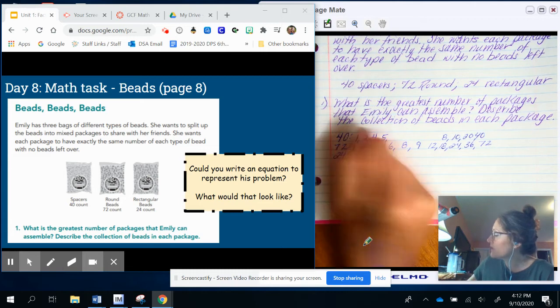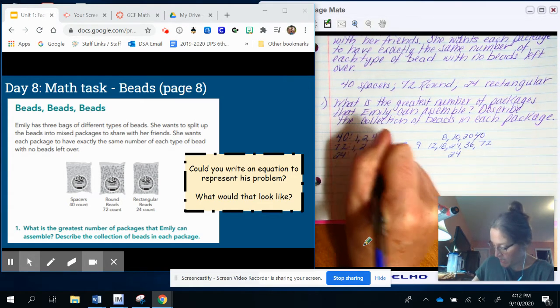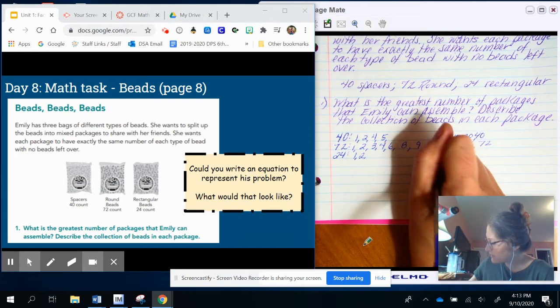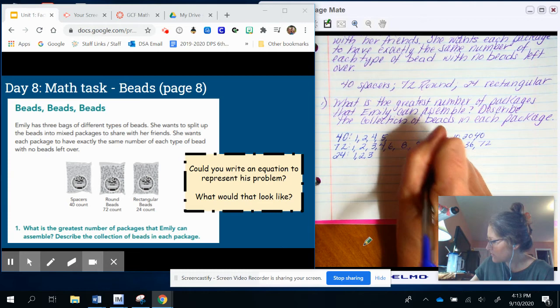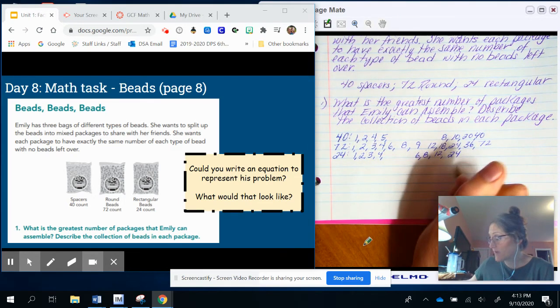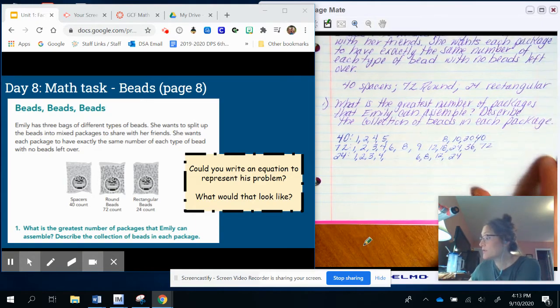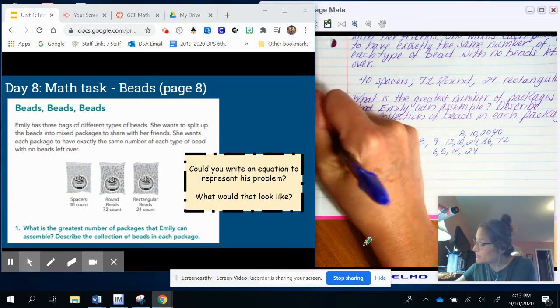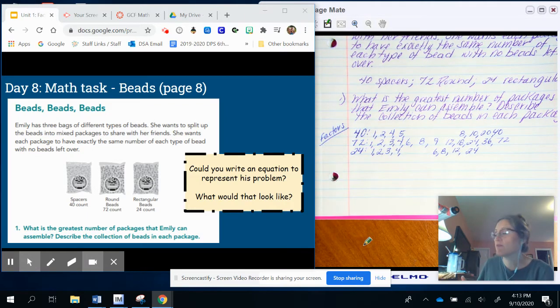Okay, 24, 1 and 24, 2 and 12, 3 and 8, 4 and 6, 5 and 7 don't work, so we're done. Okay, so step 1, we found all our factors. Excellent work on that. We found all our factors.